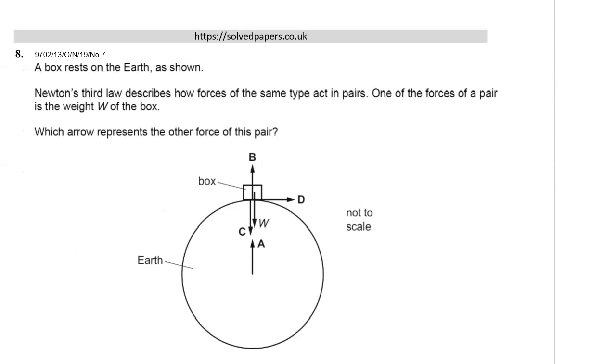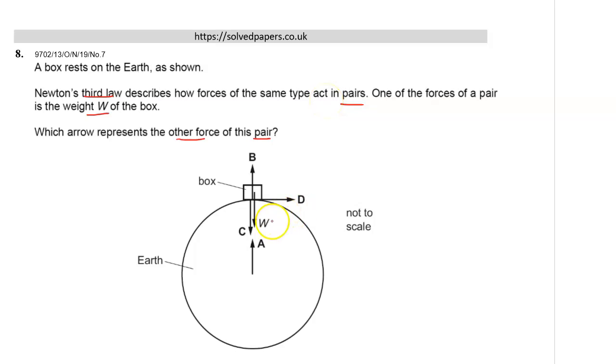Question number 8. A box rests on the earth as shown. This is the box right here. Rests on the earth as shown. Newton's third law describes how forces of the same type act in pairs. One of the forces of a pair is the weight of the box. Which arrow represents the other force of the pair? Remember, Newton's third law describes how forces of the same type act in pairs.